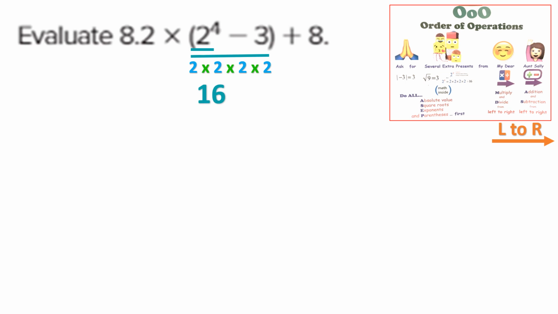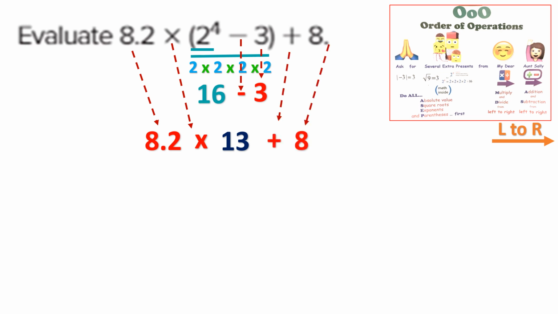So make sure you're doing the right math. I bring down the rest of what's inside my parentheses, which is minus 3. 16 minus 3 gives me 13. Now I bring everything else down. So I bring down my 8.2, my multiplication sign, I bring down my addition, I bring down my 8, multiply and divide from left to right according to my order of operations.